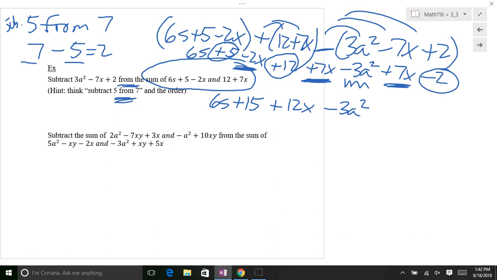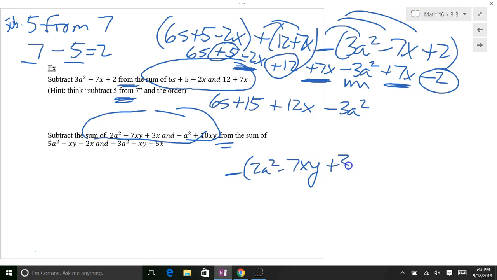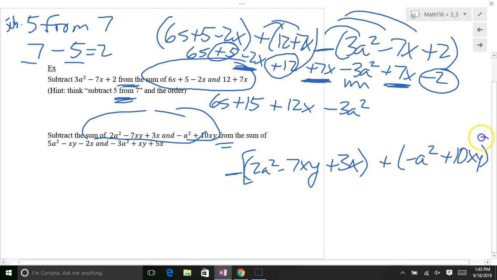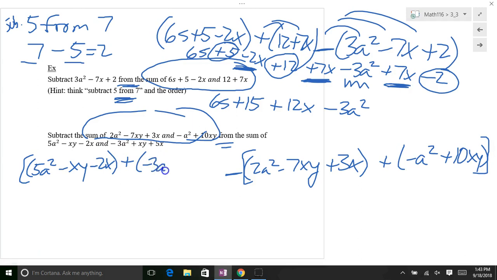Subtract the sum of, from the sum of, so again this goes on the end. Subtract the sum of this, so this chunk goes on the end: 2a squared minus 7xy plus 3x, and then the sum of these, negative a squared plus 10xy. From the sum of 5a squared minus xy minus 2x and negative 3a squared plus xy plus 5x.